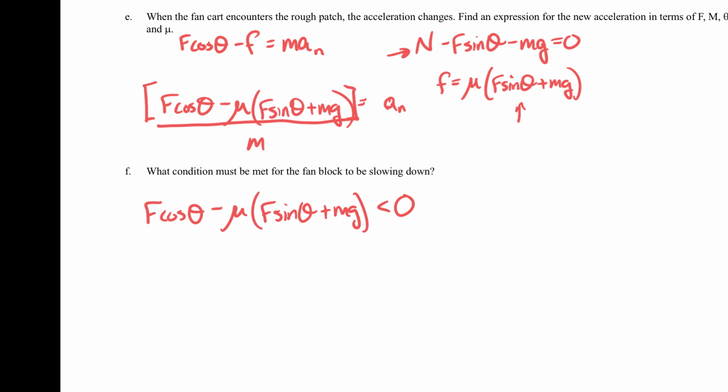If they asked, what does theta have to be for that? Well, you might have to do some work. Or what size force would make that happen? Well, you might have to solve for F then. Or what value of mu would make that happen? Well, you'd have to solve for mu then. They didn't ask that, but those would be the things you would do next. But we just need the top to be negative. That's slowing down.